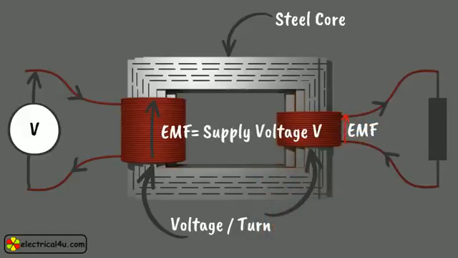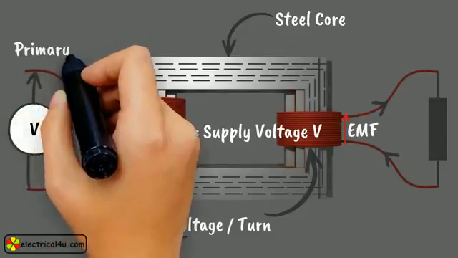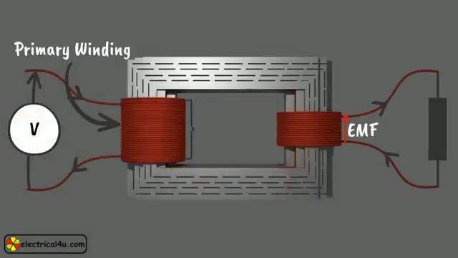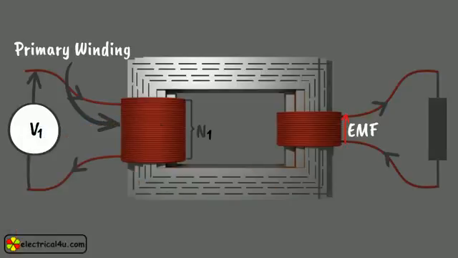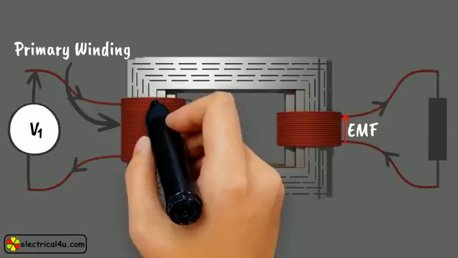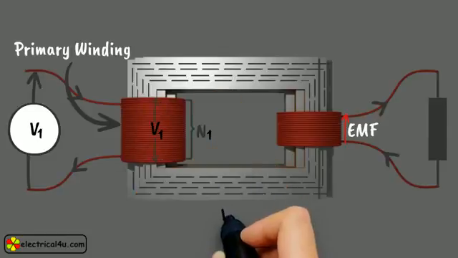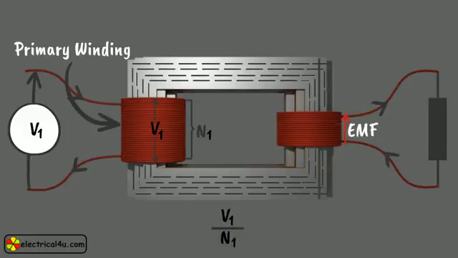Actually, here we consider that there is no voltage drop between supply terminals and the first winding. This is an ideal case. For theoretical purposes, we will consider that condition. As this first winding is connected with supply, it is referred to as primary winding. Now, if this primary winding has N1 number of turns and supply voltage or induced voltage across primary winding is V1, then voltage per turn in the primary winding is V1 by N1.